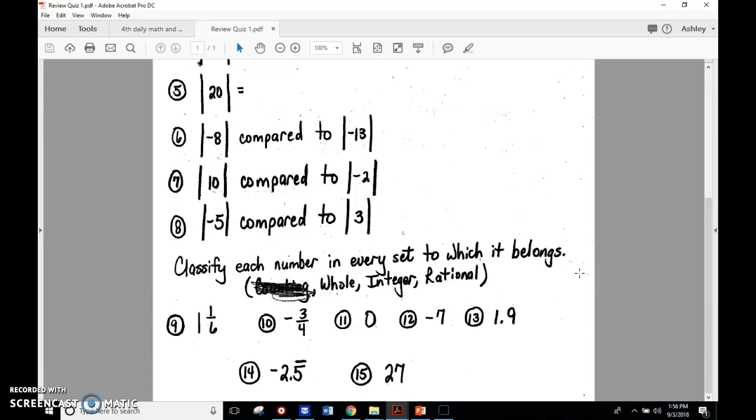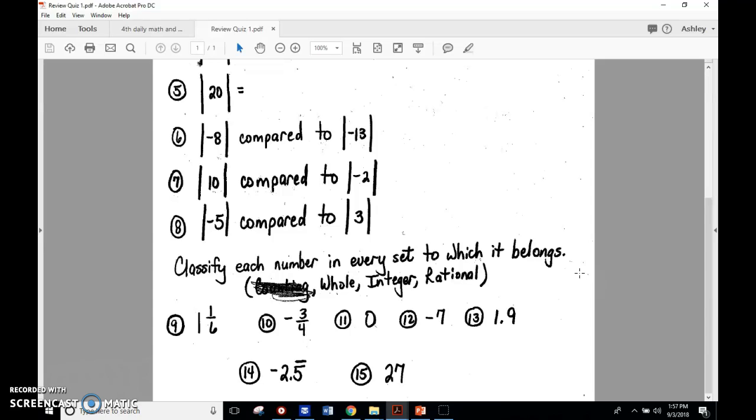So number 9, you're going to classify 1 and 1/6 as either whole number, integer, rational, or all 3, or just 1, or 2. So write down each group that 1 and 1/6 belongs to.